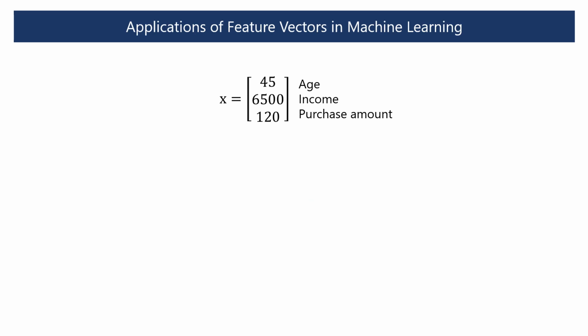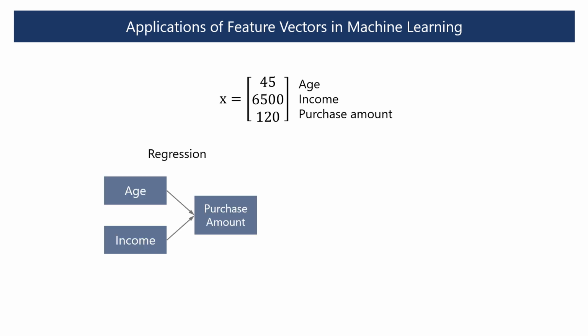Feature vectors have numerous applications in machine learning. Let me show you several examples. The first is regression. In supervised learning, we can use feature vectors to train models to classify or predict outcomes. For example, a model might use feature vectors representing customer data to predict whether a customer purchases a new product.